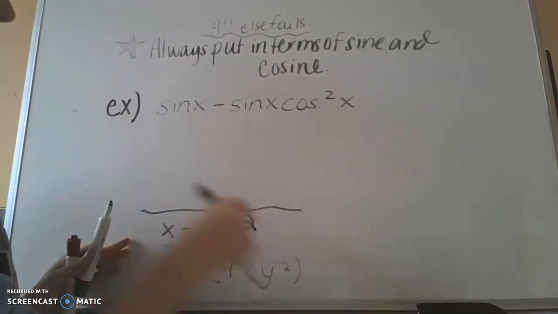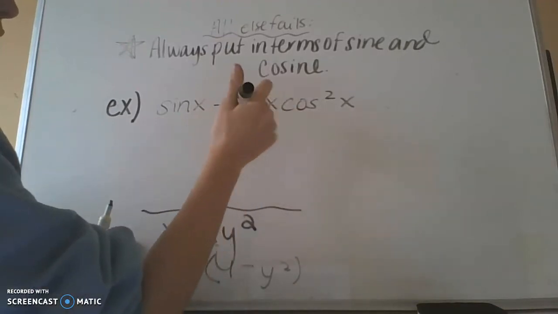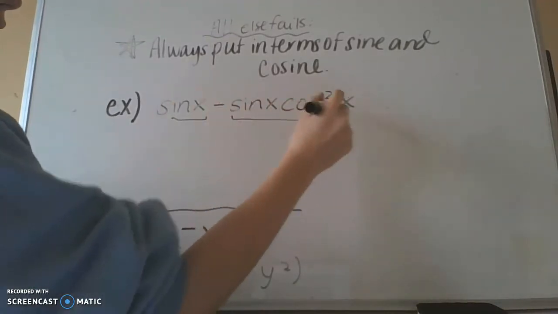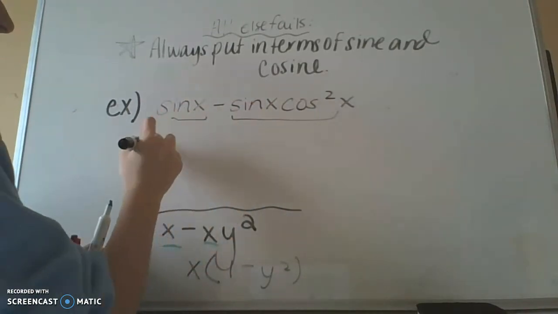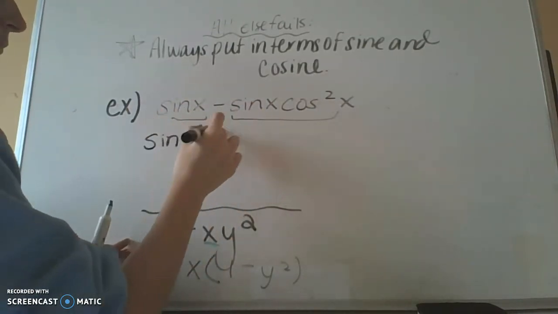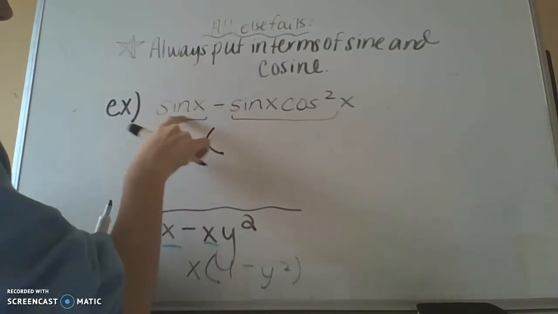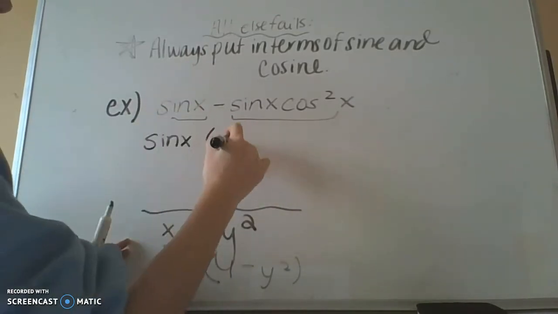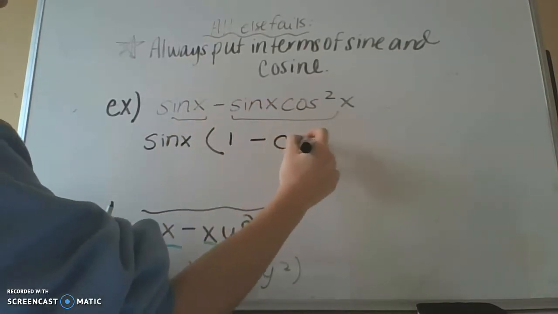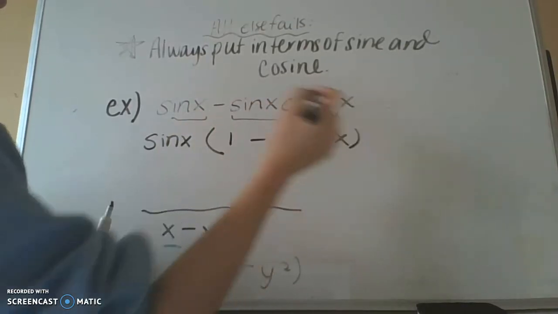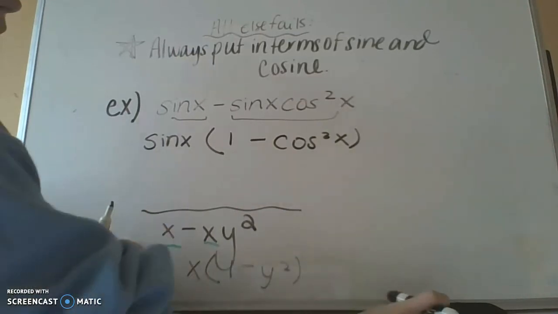So we're going to say, what do these two terms have in common? This one has a sine, that one has a sine. So I'm going to pull out a sine. What am I left with? Well, I pulled out the sine here, so I'm left with 1, my minus sign, and since I pulled out the sine, I'm just left with cosine squared, okay?